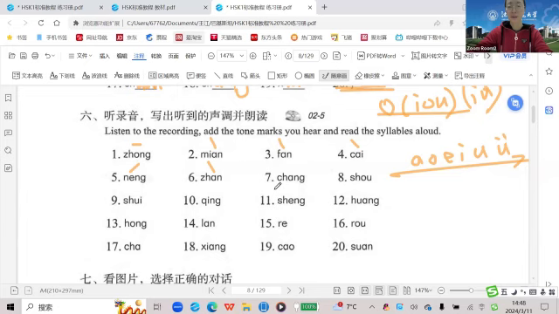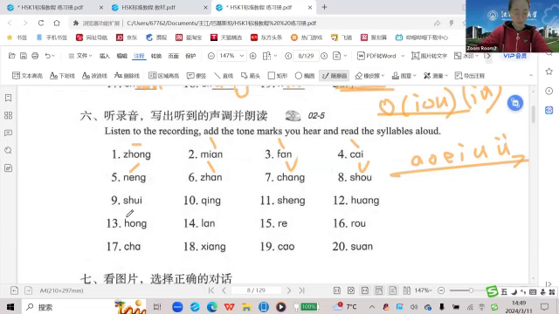3 or 4. The right answer is the third tone. 场. Yes. Number 8, 手. 手, very good. Yes, the third tone. And there are two vowels in the syllable, O and U. So where should we mark the tone? Look at this sequence. O is before the alphabet U. So we should mark the tone above the alphabet O.